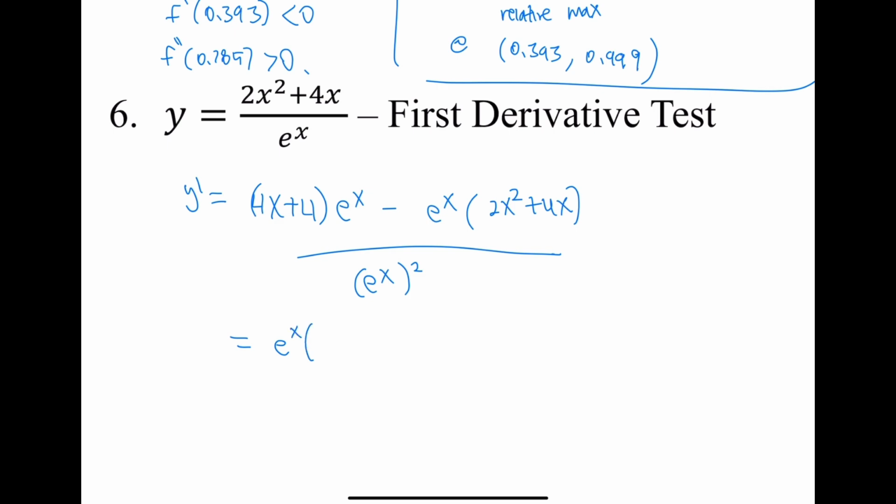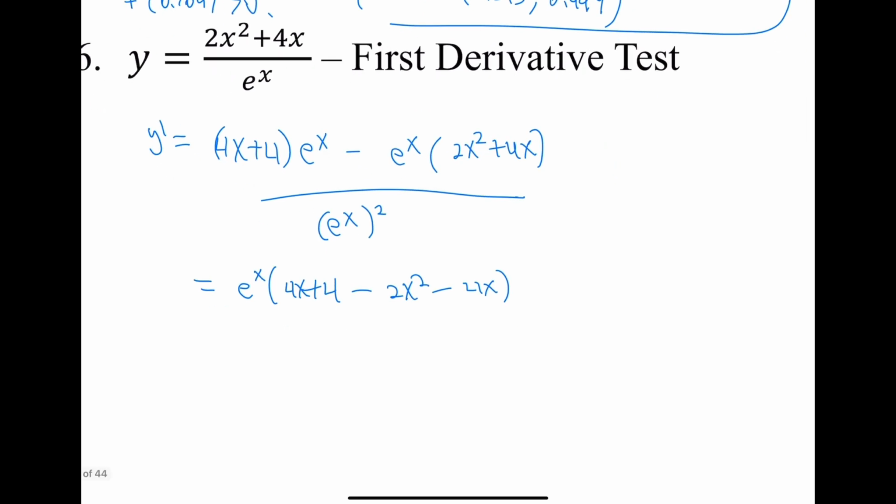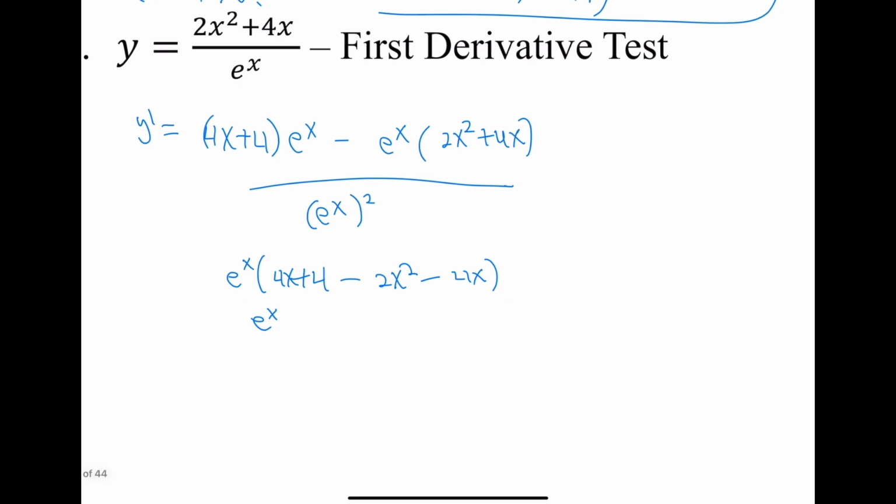e to the x times (4x plus 4 minus 2x squared minus 4x). We're going to disregard the denominator because we all know there's no way that e to the x is going to be equal to 0. So let's just disregard that and see, negative e to the x. I'm not going to put the equal signs because that's not mathematically correct, but we all know what it means.